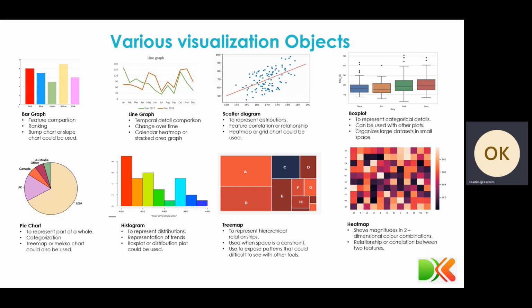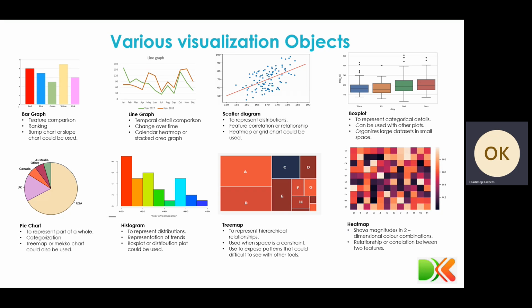Another tool that is used in such a situation is the heat map. So it is either we use a scatter diagram or we use the heat map. Then we have the tree map. A tree map represents data using a hierarchical relationship, and is used when space is a constraint and you need to present so much. We use it to expose data patterns that can hardly be exposed by any other tool that we have mentioned.